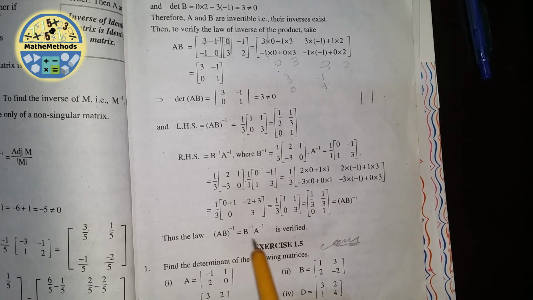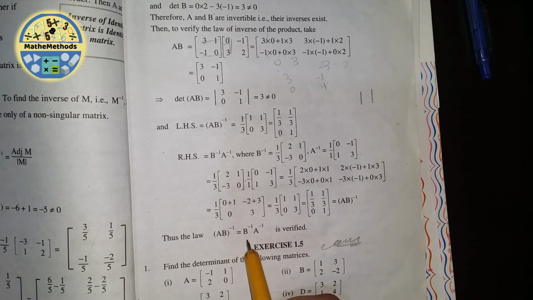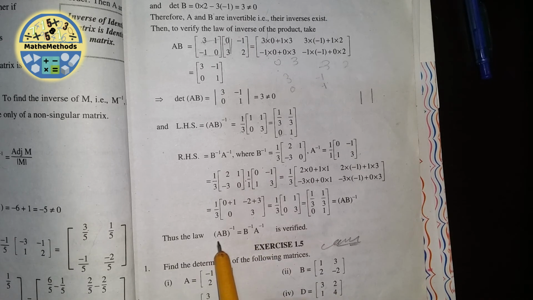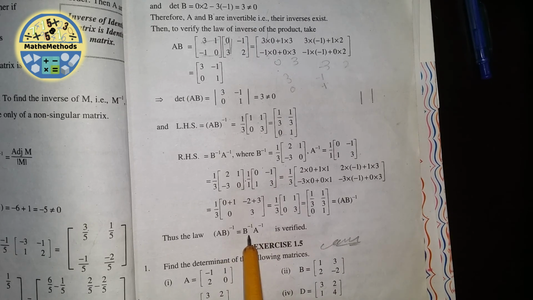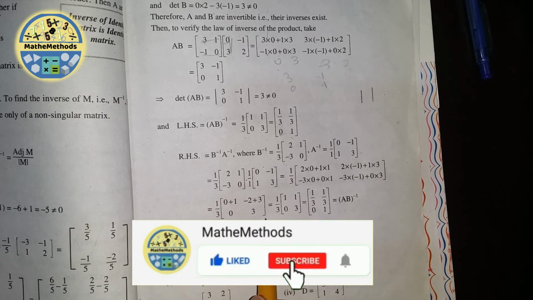This is the same as the law of transpose. We have already checked for transpose: (AB) transpose is equal to B transpose into A transpose. Similarly, for inverse, we have this law: (AB) inverse is equal to B inverse into A inverse. We always write B inverse first and then A inverse. This is the law of inverse.